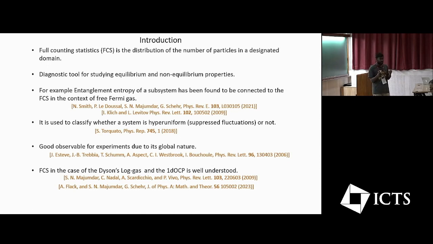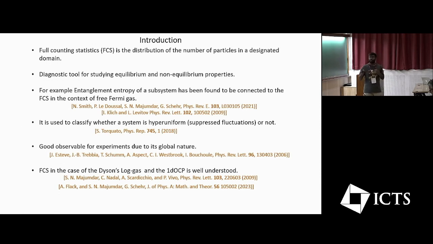By hyperuniform, I mean the fluctuations becomes extremely less. Additionally, this is a good experimental variable also, because instead of keeping track of each particle, if you just look at the cloud of gas, maybe we can tell some features about the underlying system. Also, despite these interests, not a lot of analytical understanding is present, except for few cases like Dyson's log gas, where the particle interacts logarithmically, or the one component plasma, which is a 1D Coulomb gas. For that, it's very well understood.